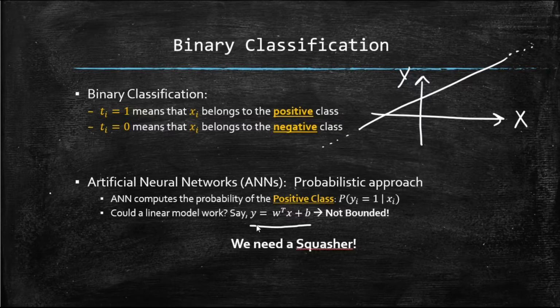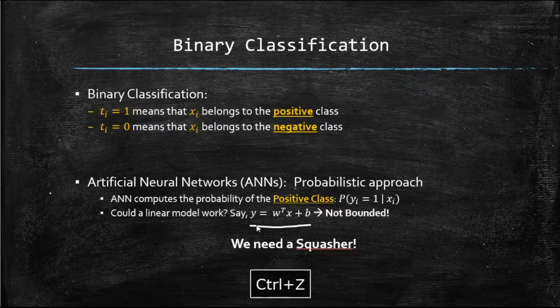So a line doesn't strike me as a good model for classification, because as I said, you're presenting the network with your ground truth, which is either 0 or 1. Because of that, you'd like to bound the output of your network between 0 and 1, so that when you compare your output with the ground truth, it would actually make sense. They would be in the same range.